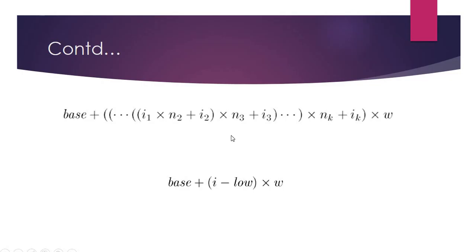In the same way, if we have multiple dimensions, the width specifies each and every individual element in the array. So the base address of the array plus the first index value I1 into N2, the second dimension maximum size, plus I2, the index value of the second dimension, into N3, the third dimension maximum size, plus I3, and so on. The whole thing will be multiplied by the kth dimension maximum number of elements plus Ik, into W. So this is for a multidimensional array element.